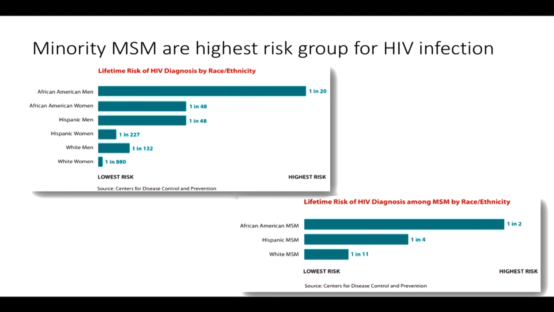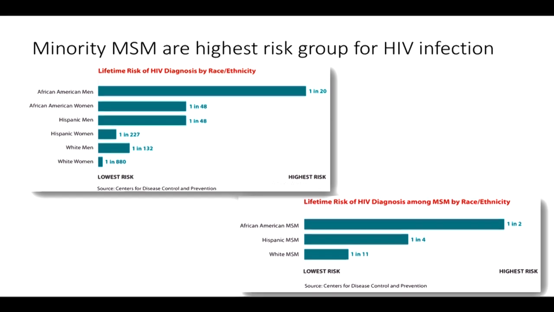Now, here's just going to show the same data, just a different way, broken down by race and ethnicity, as we previously mentioned. For African American men, the lifetime risk of acquiring HIV is about 1 in 20, and the number drops for African American women and Hispanic men, about 1 in 48. But again, if you look very carefully at the top left-hand image, you can clearly see that minority communities are disproportionately impacted by HIV in the United States.